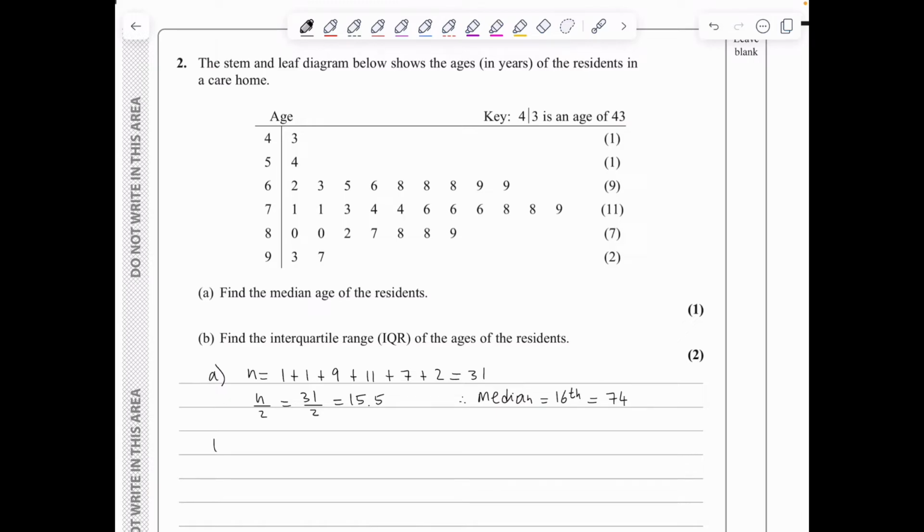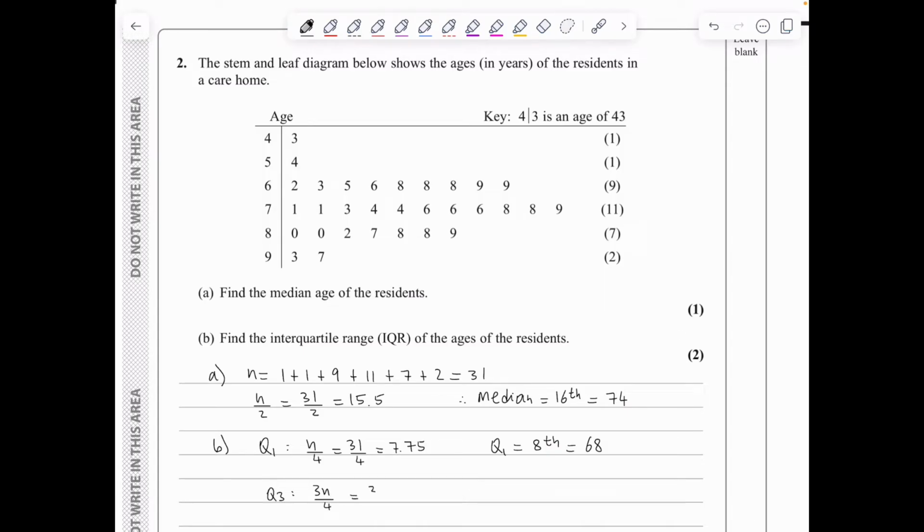In B, we need to find the interquartile range, so I will start by finding the lower and the upper quartile. For the lower quartile, I'll be evaluating n over 4, so that's going to be 31 over 4, which gives an answer of 7.75. Again, this is not an integer, which means that the lower quartile will be given by the 8th observation, so I always round up. So we've got 1, 2, 3, 4, 5, 6, 7. The 8th observation is a 68.